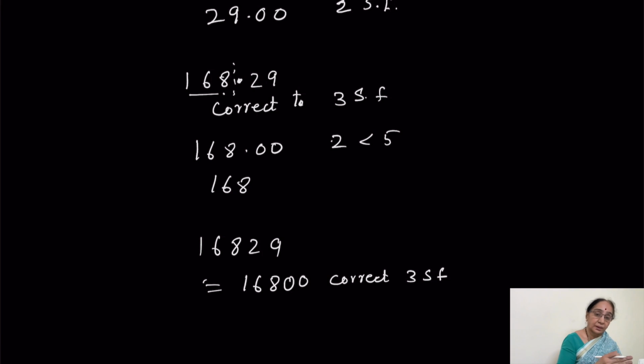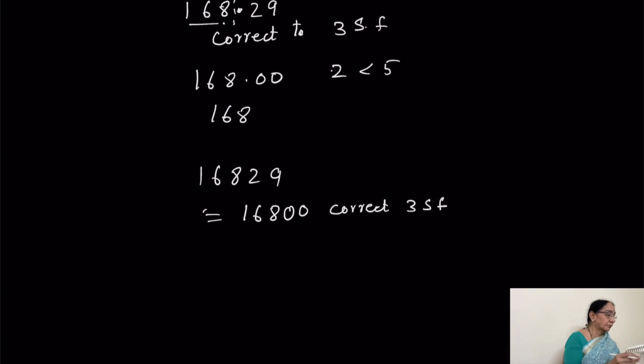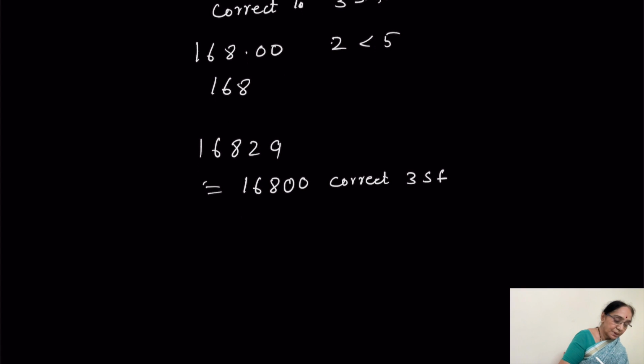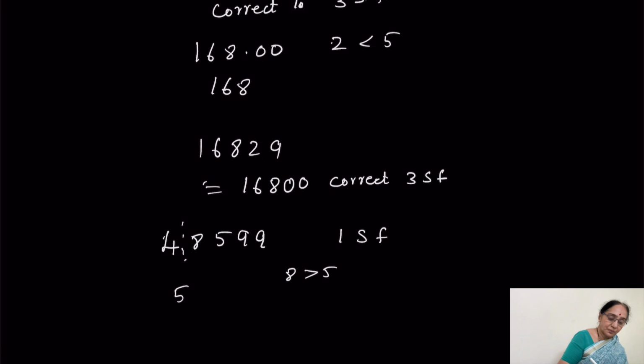So always retain the digits with the higher value. Now, can you do this? 48,599, correct to 1 significant figure. I want correct to 1 significant figure. So just retain 1 digit. 8 is greater than 5, so add 1 to that, so it becomes 50,000. There is only 1 significant figure, the rest are all zeros.